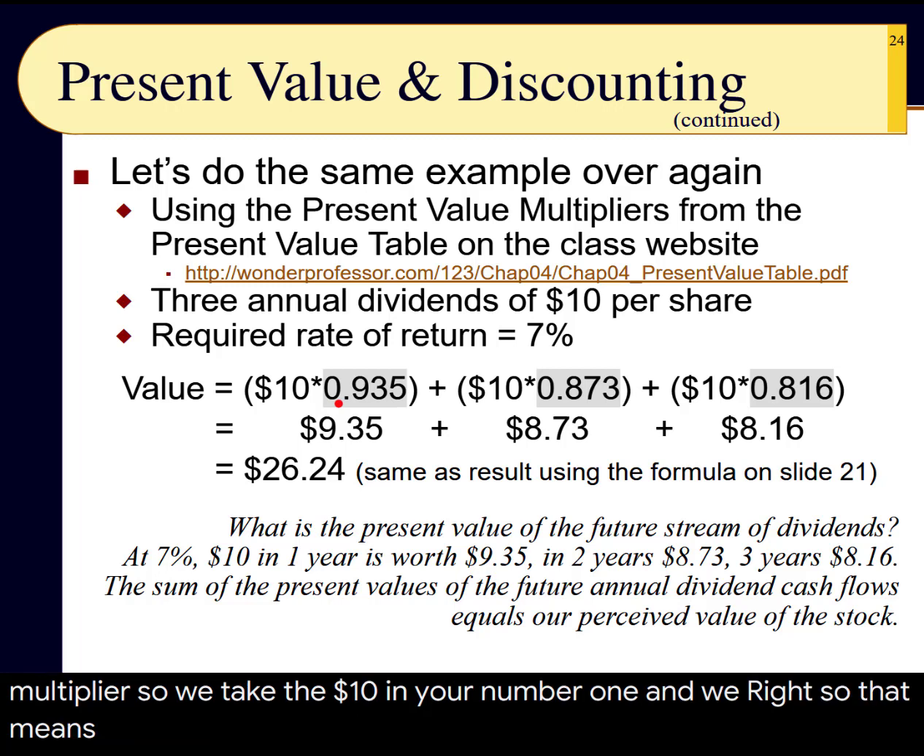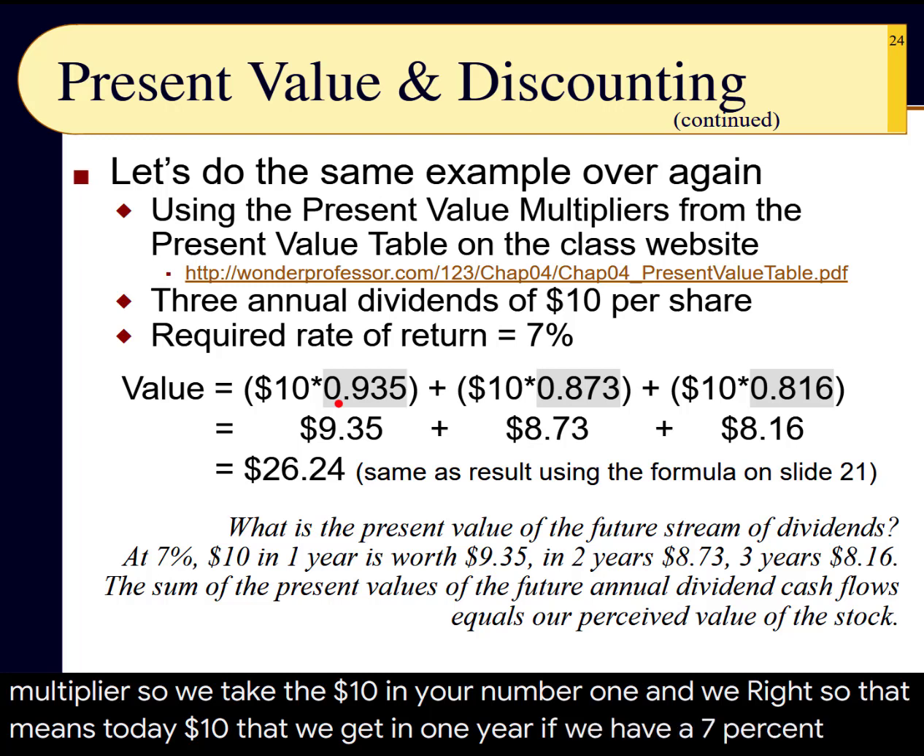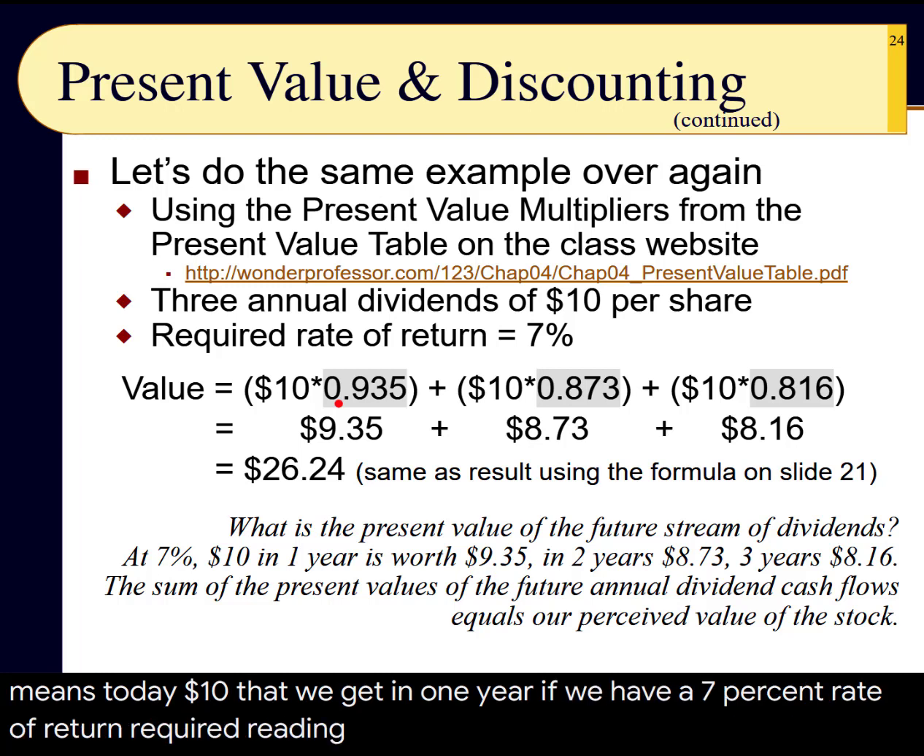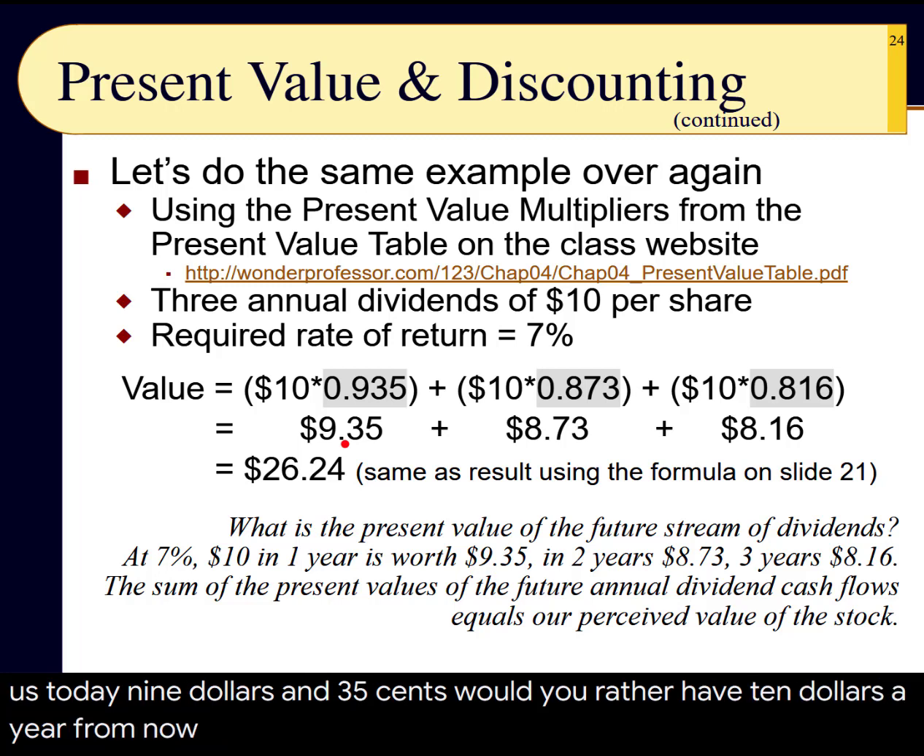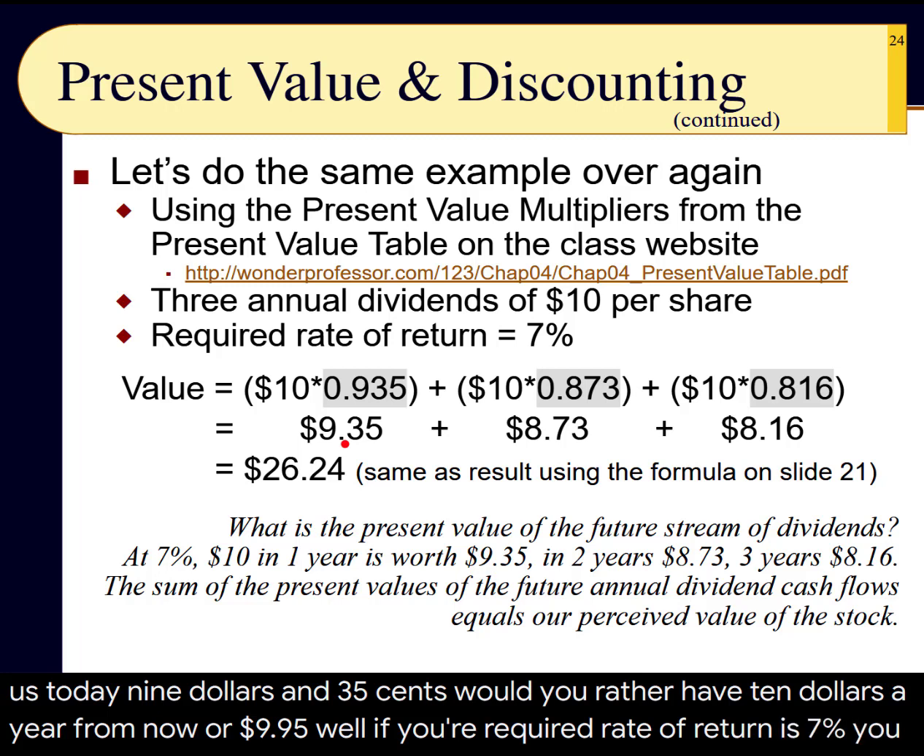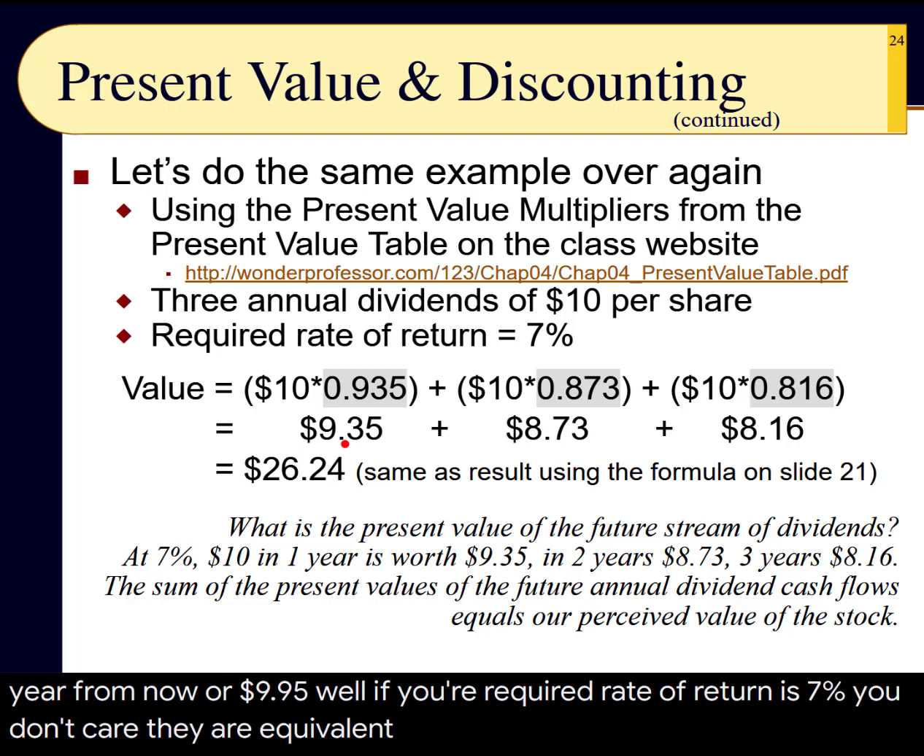So that means today, $10 that we get in 1 year, if we have a 7% required rate of return, expected, desired, is worth to us today $9.35. Would you rather have $10 a year from now or $9.35? Well, if your required rate of return is 7%, you don't care. They are equivalent.